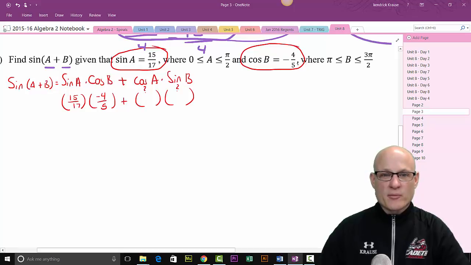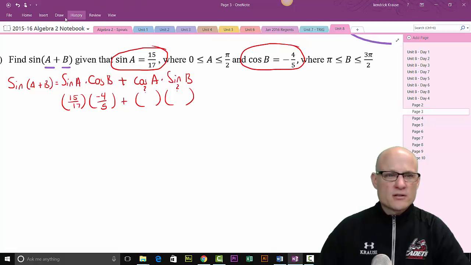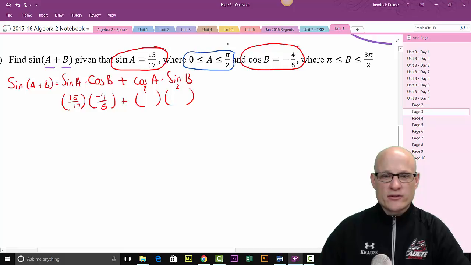We got a little bit of information. So here's our little bit of information. We see here that A is between 0 degrees and 90 degrees. So that means A is in quadrant 1. B is between 180 degrees and 270 degrees. That means B is in quadrant 3. So let's see how that works. Let's do A first.